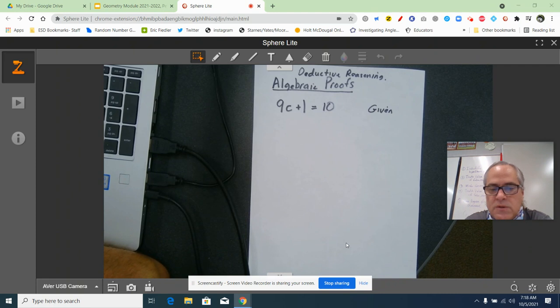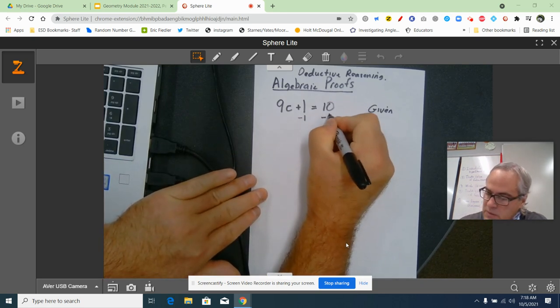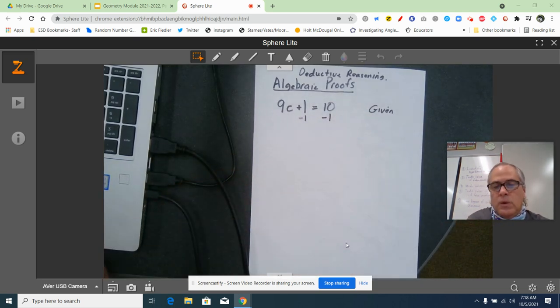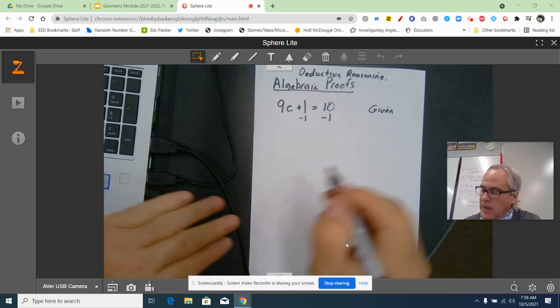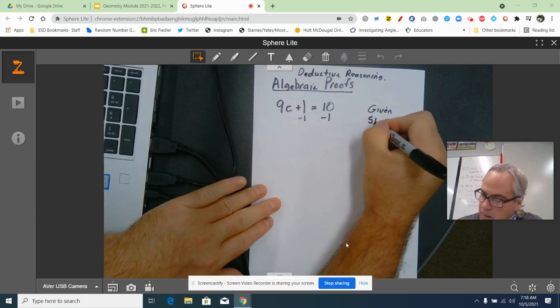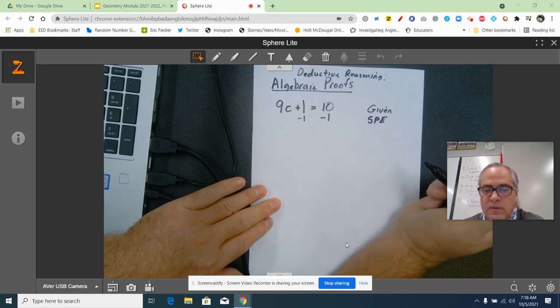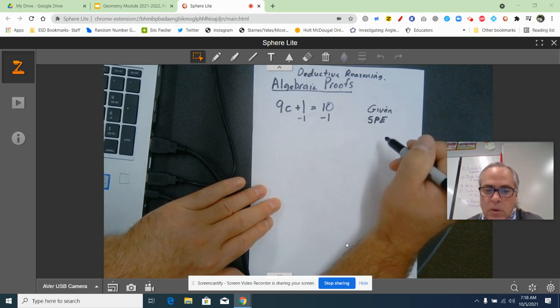Okay, so now what would you do to solve this proof? Well, the first thing that you should do is get the variables on one side, the numbers on the other side. So I'm going to subtract 1 from both sides. And if you watched the previous video, when you subtracted a number from both sides of an equation, that was called the subtraction property of equality. Now, I'm really big on abbreviating. So this is SPE. I know my S's look like 5s, but it's SPE, subtraction property of equality.